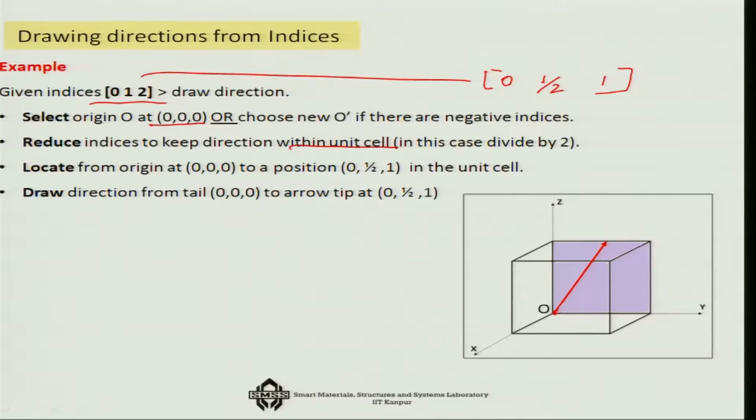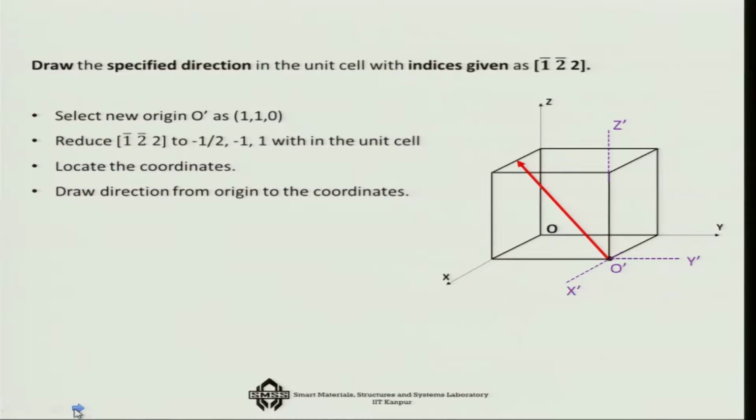So, you have to go 0 and then you have to go half. So, x axis 0, y axis half, and then you have to go 1 full unit to reach this particular point. So, once I reach it, I put an arrow, draw direction from tail 0, 0, 0 to the tip, and that is how we are giving the direction corresponding to this Miller index. So, we can read it. If you see a Miller index, you can read what direction we are talking about.